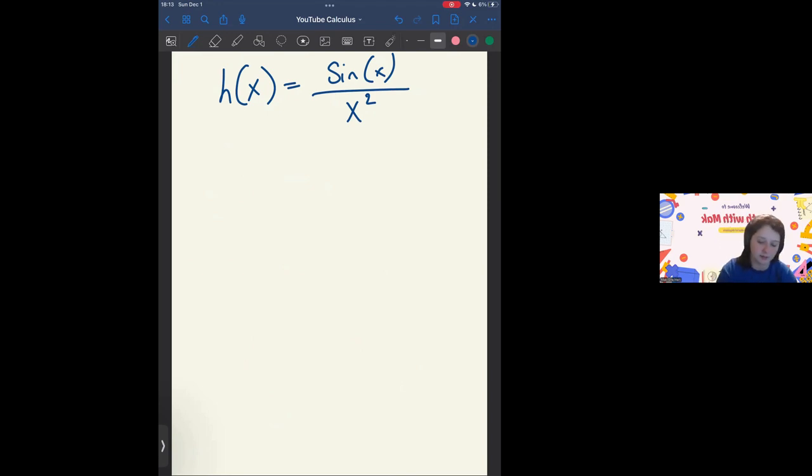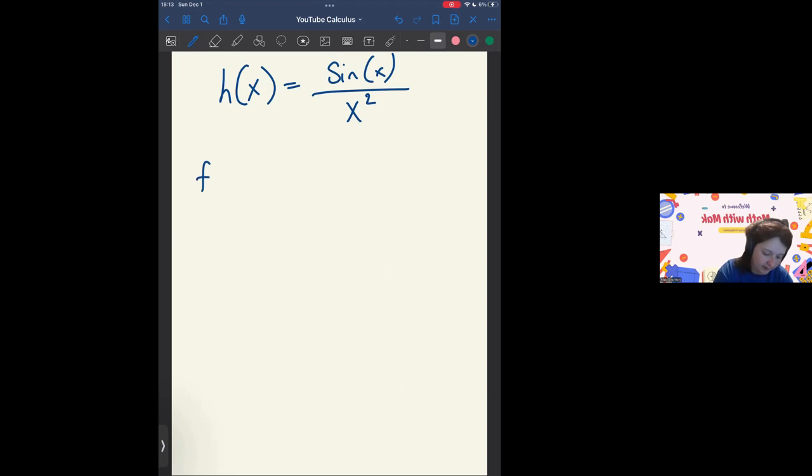But for a separate one, let's try h of x is sine of x over cosine of x. Or no, let's make it x squared. Because I think sine of x over cosine of x makes tan of x or something, tangent. But so we see the division and we can't simplify it. So now we know that we have to use our quotient rule.